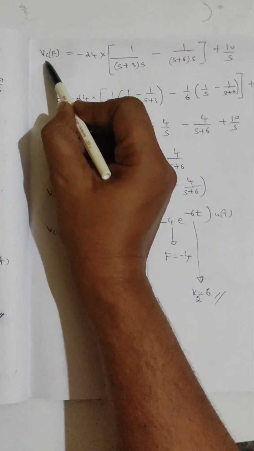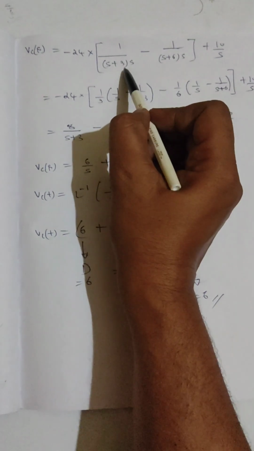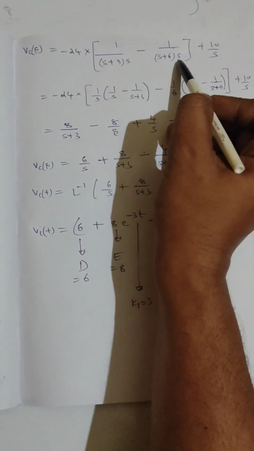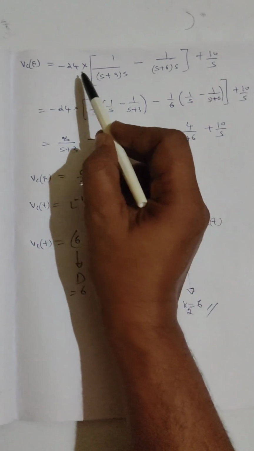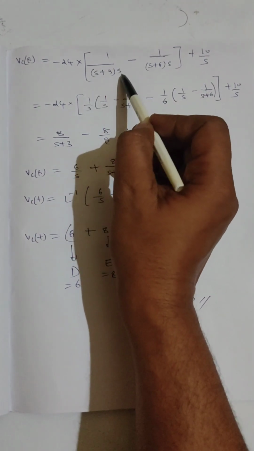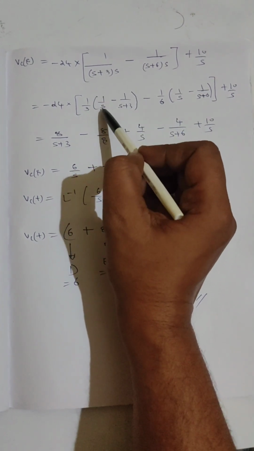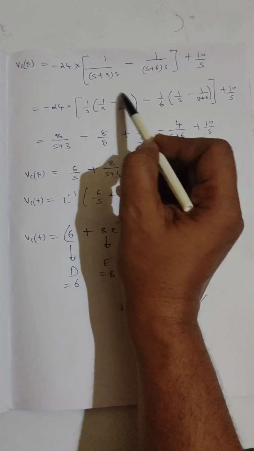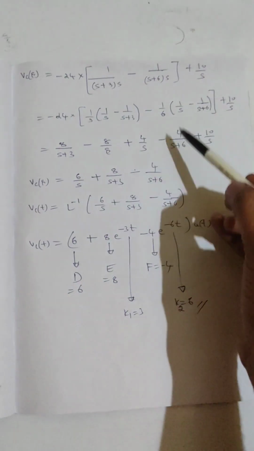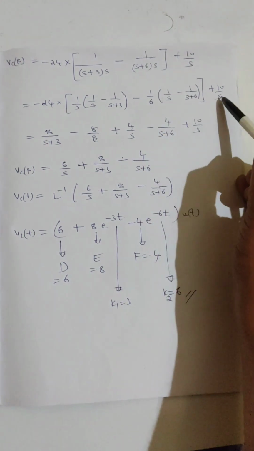So Vc of s can be written as minus 24 into 1 by s plus 3 into s, minus 1 by s plus 6 into s, plus 10 by s. So minus 24. This 1 by s plus 3 into s can be represented like this: 1 by 3 into 1 by s minus 1 by s plus 3. If you simplify again, you will get the same term only. Like that, if you simplify this, we will get the same term plus 10 by s.